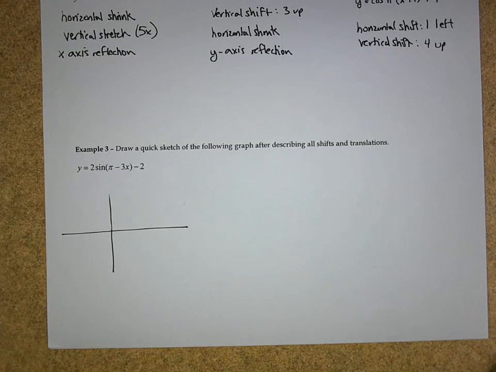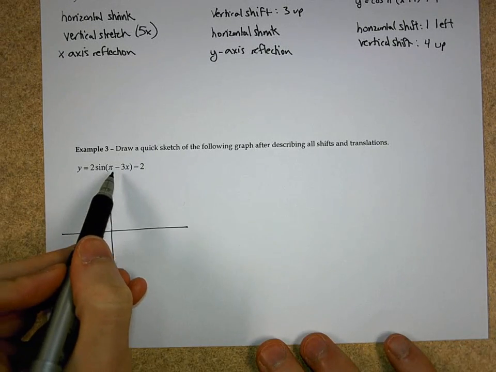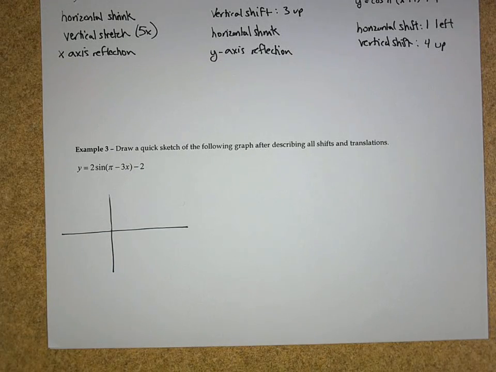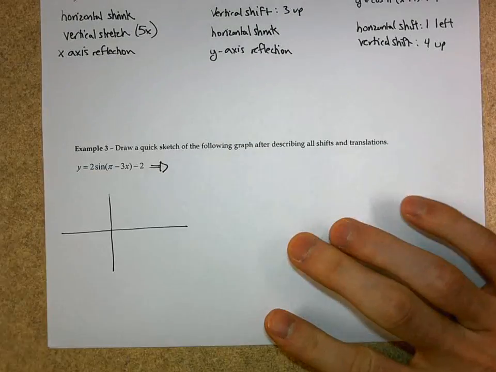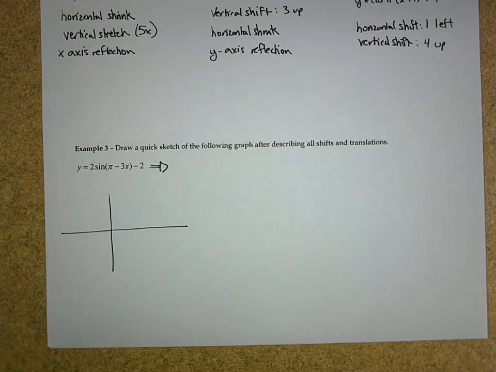The last example we're going to look at is drawing a quick sketch of the following graph after describing all shifts and translations. I'm not looking for an exact picture, but we want to have a general idea of what this graph is going to look like. So y equals 2 sine of pi minus 3x minus 2. Right now we're not in that standard form that we talked about, so let's do some manipulation.